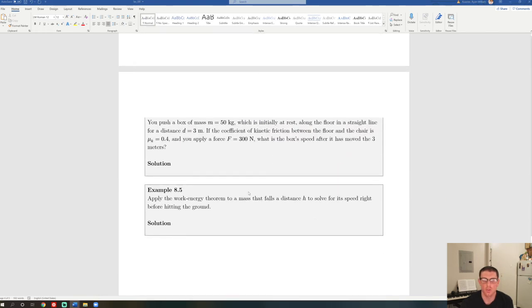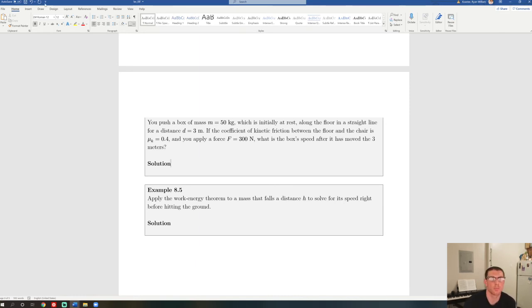So this example says you push a box of mass m equals 50 kilograms, which is initially at rest along the floor in a straight line for a distance d equals 3 meters. If the coefficient of kinetic friction between the floor and the box is mu sub k equals 0.4, and you apply a force of 300 newtons, what is the box's speed after it has moved 3 meters? So this is just tailor-made for the work energy theorem, right?